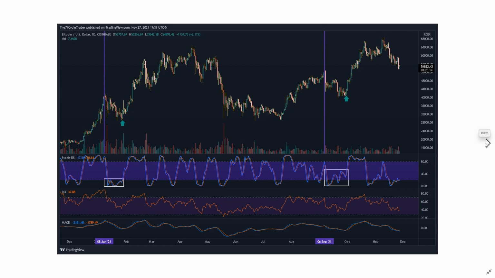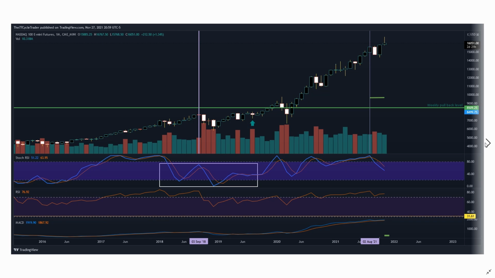Let's now go to the instrument that I trade the most. It is the NAS 100 E-mini futures, and we are going to start on the monthly chart. I just want to illustrate to you that this is something that, no matter the time frame, you're going to see happen time and time again.